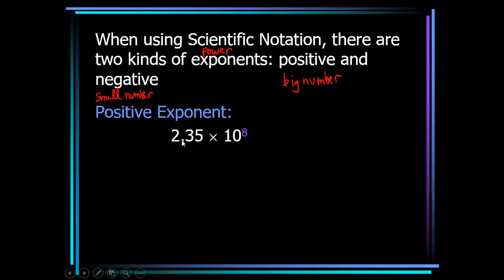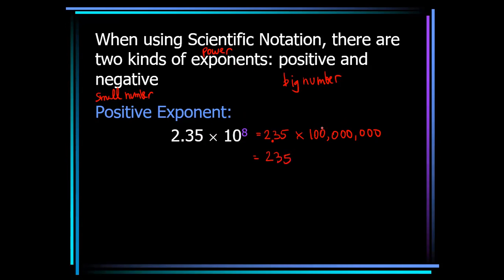For example, a positive exponent: 2.35 times 10 power 8. You look at the positive exponent. 10 power 8 is 100 million, so this is 235 million, right? It's a big number. You have 2.35 and you multiply by 10 power 8, which means 100 million. So the regular form, not standard form, I mean the regular form, is 235.